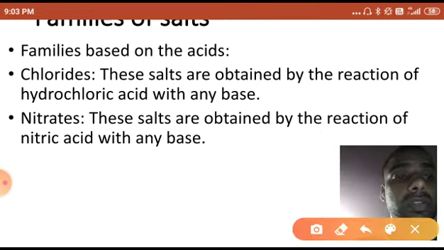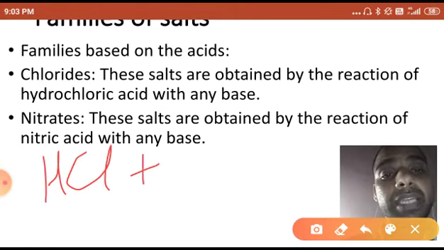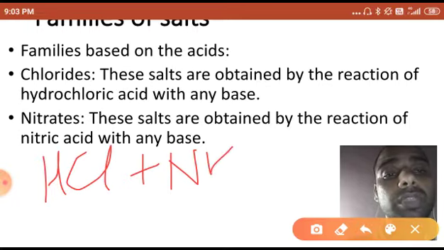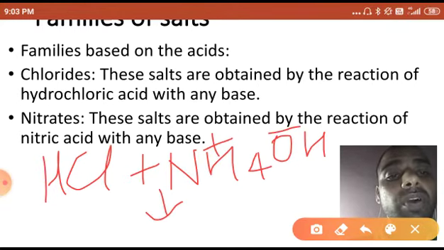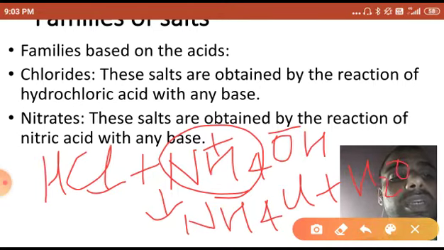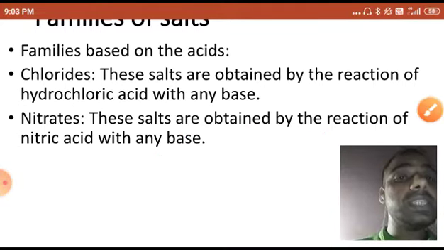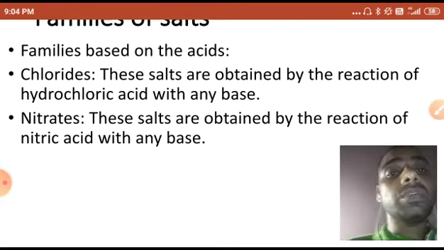Now you have understood. Take one more example, HCl, any base, so take NH4OH, NH4 one positive, OH negative. What will it form? NH4Cl plus H2O. You are seeing the chloride family. So three examples I have given, that will make it clear.